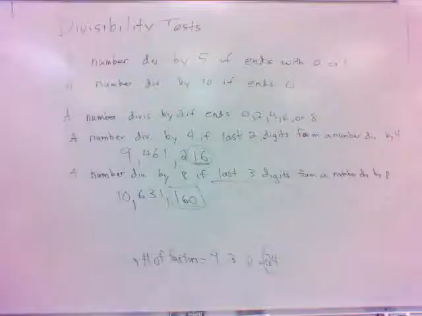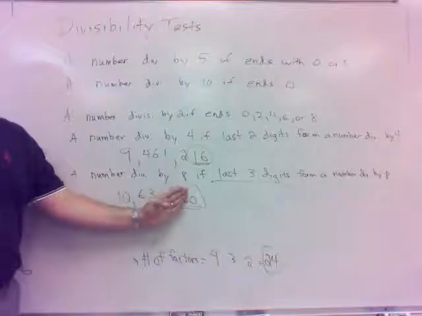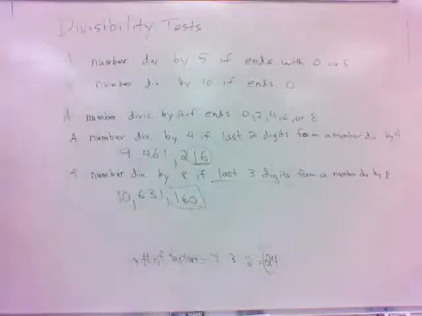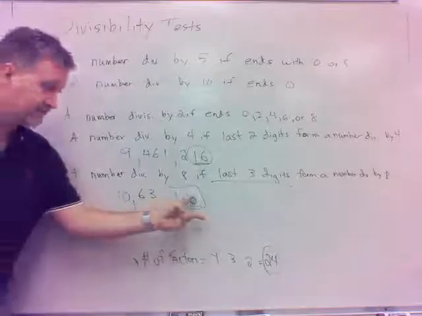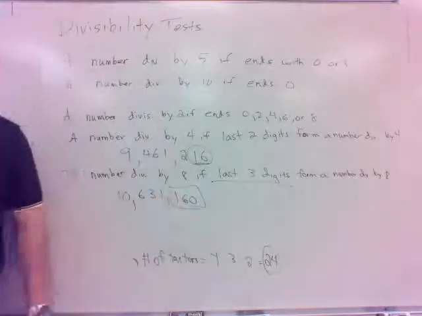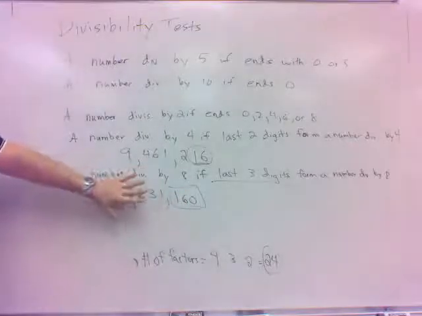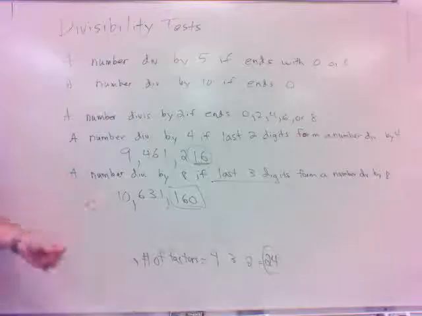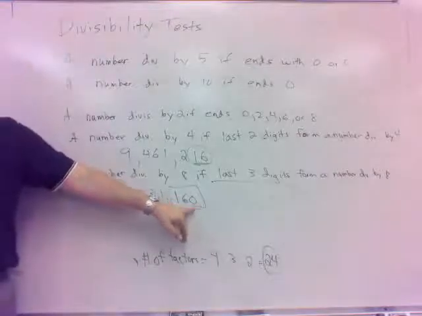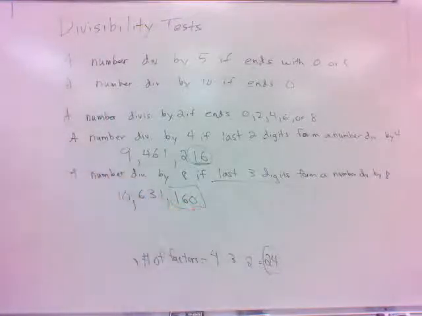160, is that divisible by 8? It goes evenly 20 times, doesn't it? Is the last 2 divisible by 8? No. Is the last 1 divisible by 8? No. It's the last 3. You have to look at the last 3. This whole number is divisible by 8 just because that is. So these other numbers, whatever they are, change them up, put more digits out here. It's always going to be divisible by 8 because those last 3 are.